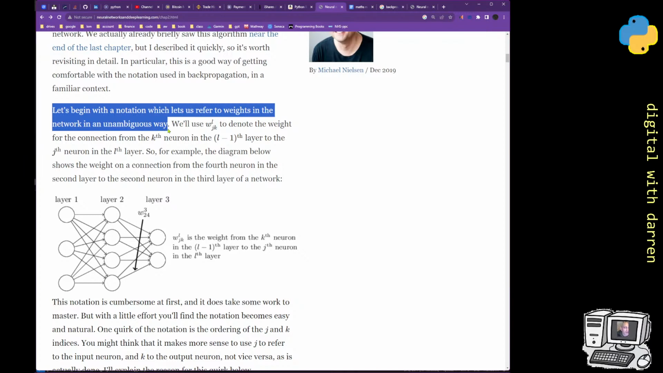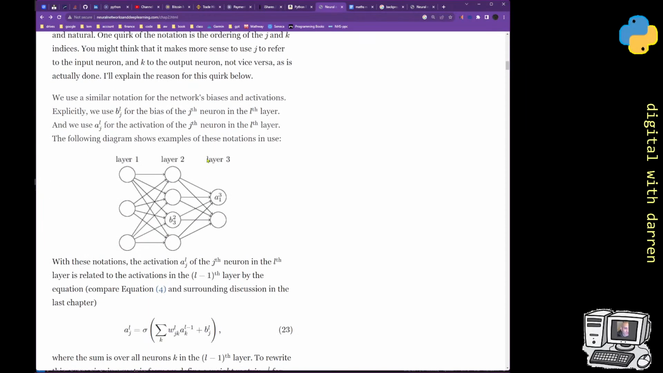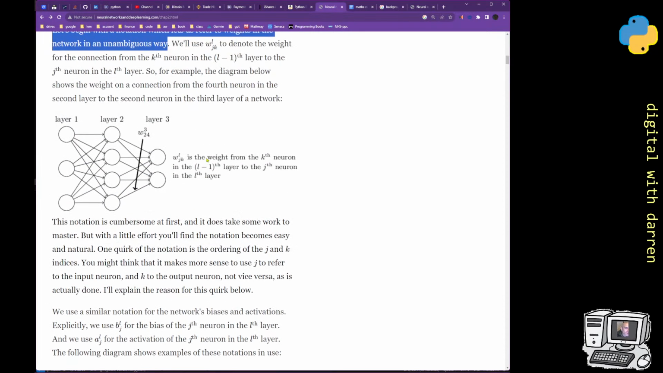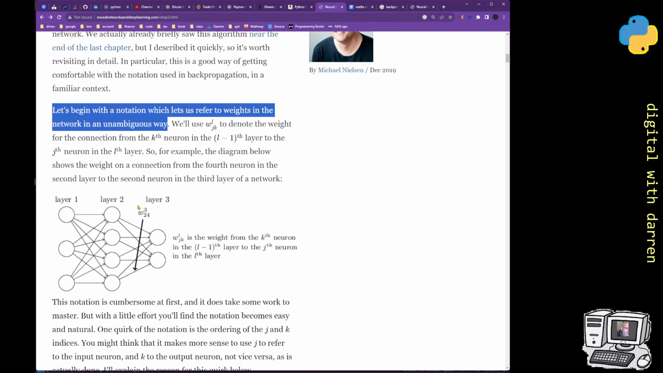Now, if we don't get our head around this, then we will struggle. Once we've learned this component, I believe we're pretty much all the way there for the mathematics, and we've done our notation, so we really understand what this means. It's the weight of layer 3 between the fourth neuron, 1, 2, 3, 4, and the second neuron here, 1, 2. That's what it's referring to.